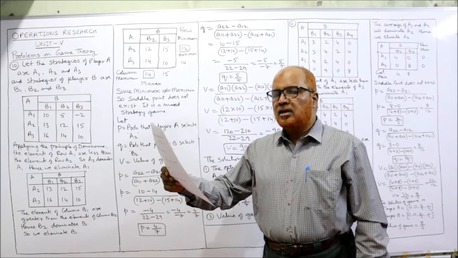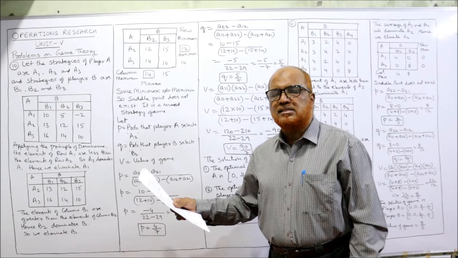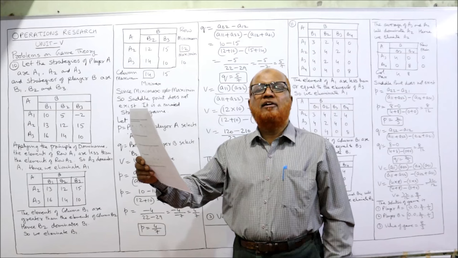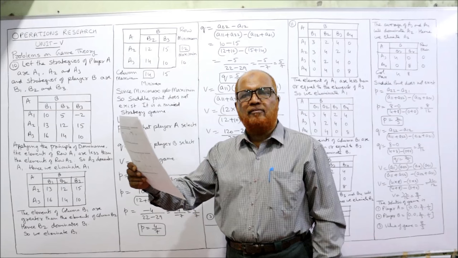Here there are two firms. The strategy of firm A is given in rows and the strategy of firm B is given in columns. So three rows, three columns. What are the three rows? No advertising, medium advertising, heavy advertising. Columns also, for firm B: no advertising, medium advertising, heavy advertising.